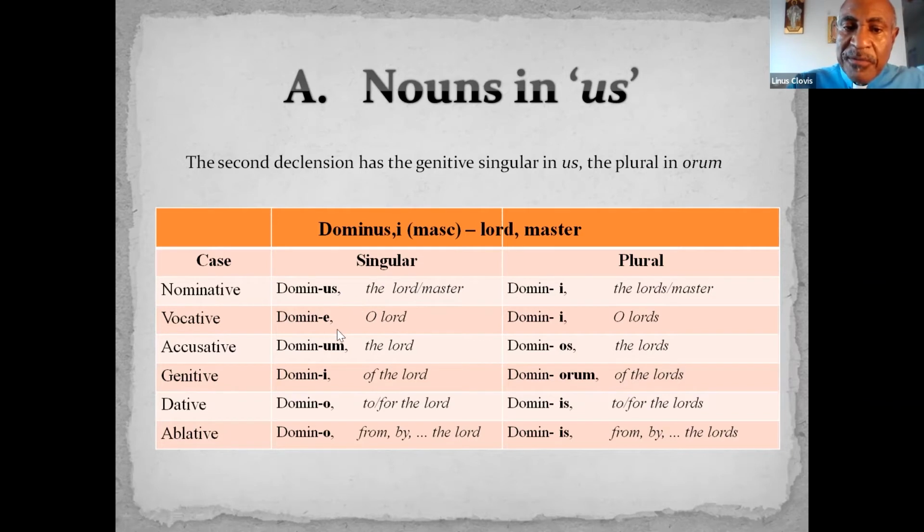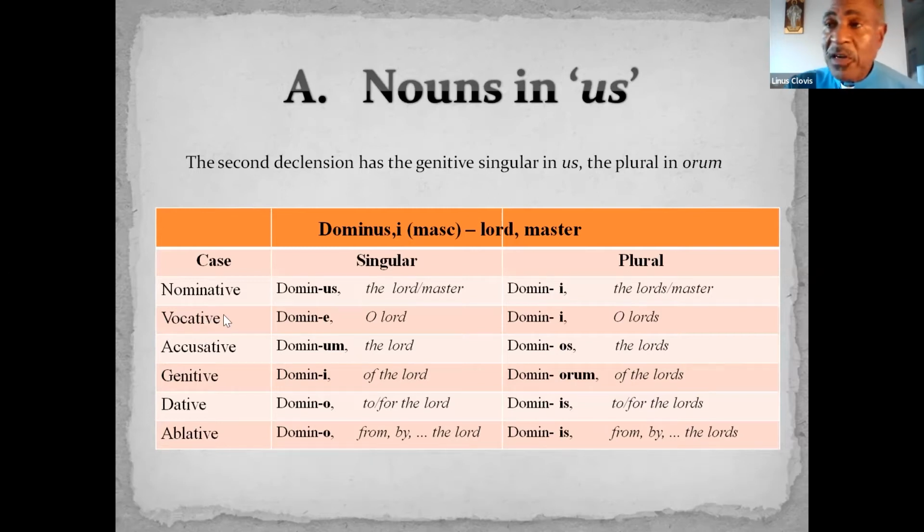I'll go to the plural. So we have many bosses, or masters. So we have domini. The US turns into an I. So we have, again, 3 vowels, so we have 3 syllables. Domini. That tells you we're talking about more than one Lord or master.